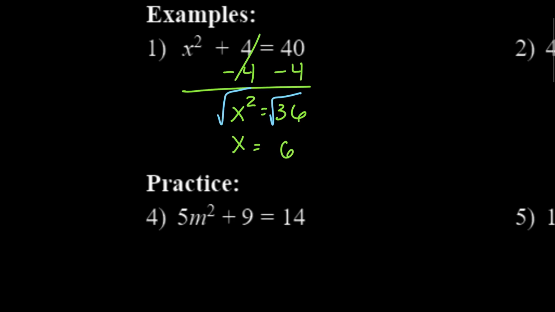Now, what else times itself equals 36? 6 times 6, what else? Negative 6 times negative 6. So not only do we have a solution of 6, what else do we have a solution of? So the square root of 36 is actually plus or minus 6. We have two solutions here, plus or minus 6. Yes, right. Anytime that you are solving and you are square rooting, you will have two solutions, plus or minus.